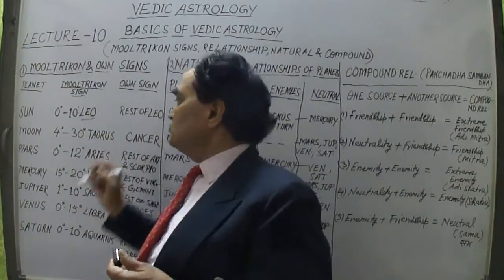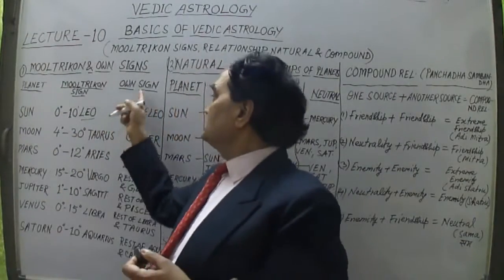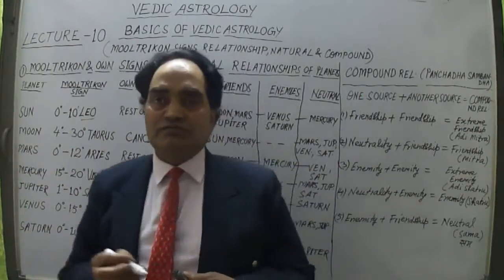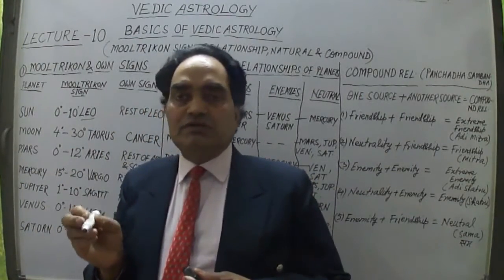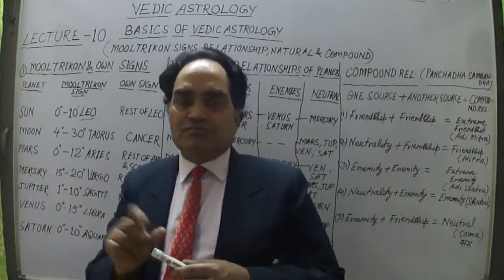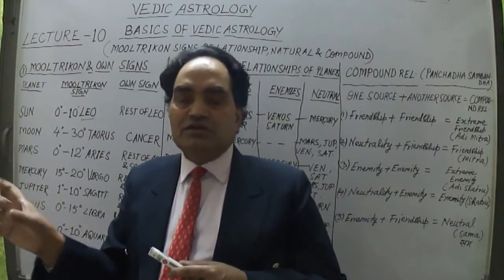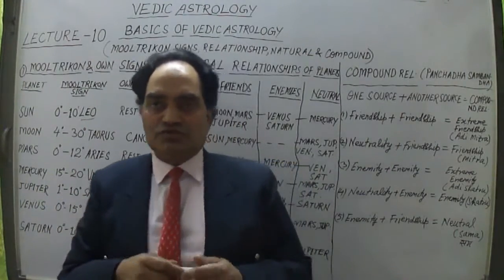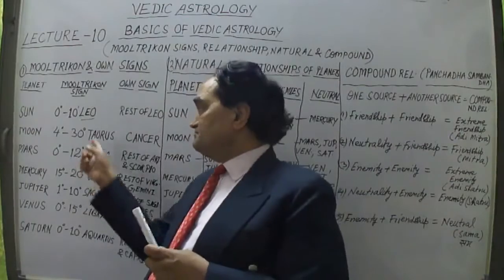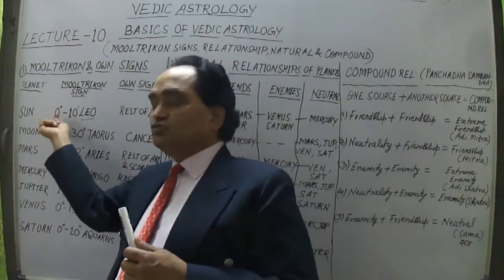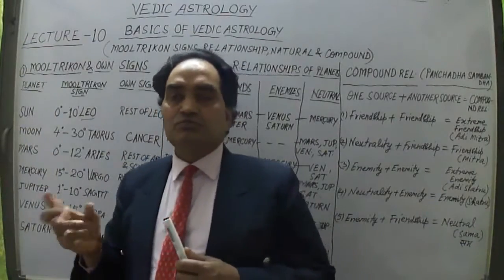The rest of the Leo sign is Sun's own sign. That means from 10 degrees onwards up to 30 degrees, the rest 20 degrees, Sun has ownership. This is how the Leo sign is. Under the Leo sign, the part 0 to 10 degrees is where Sun is more active.